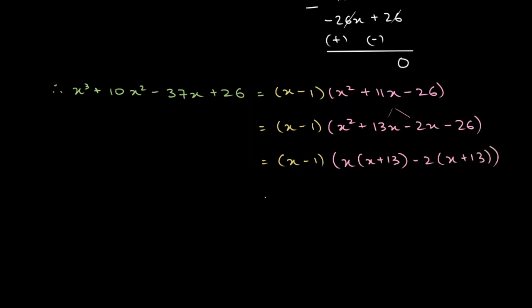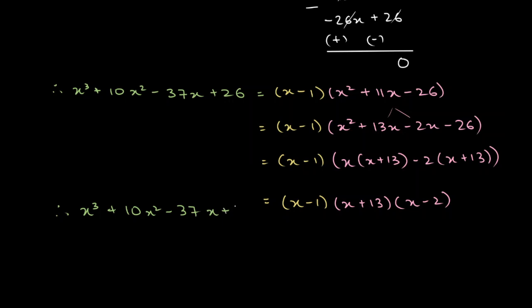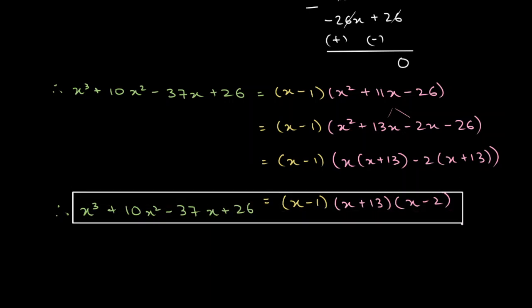So therefore I have managed to factorize my terms. First factor is x minus 1, second factor is x plus 13, and the third factor is x minus 2, right? So our polynomial, that is x cubed plus 10x squared minus 37x plus 26, on being completely factorized, gives me x minus 1 into x plus 13 into x minus 2. This here is my final answer in my answer rectangle.